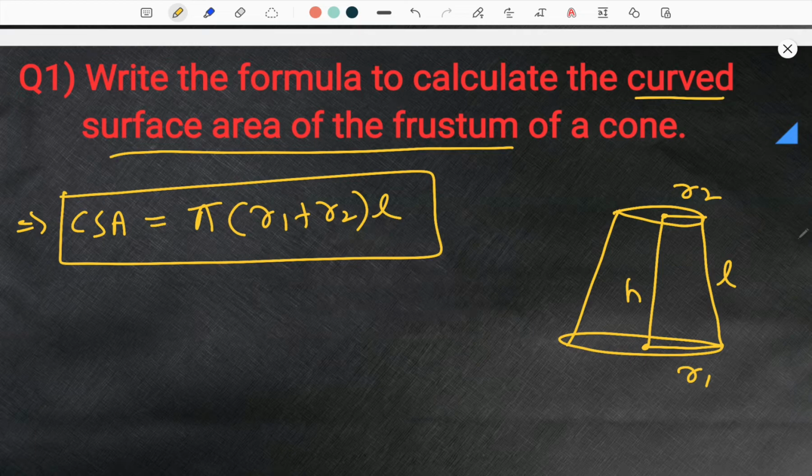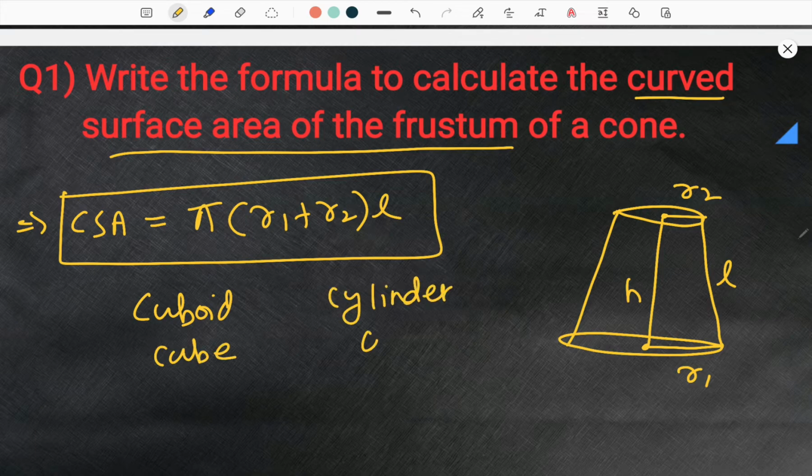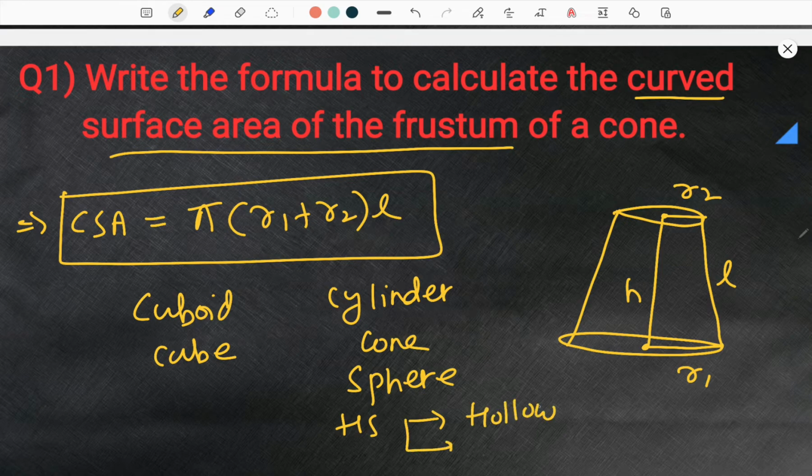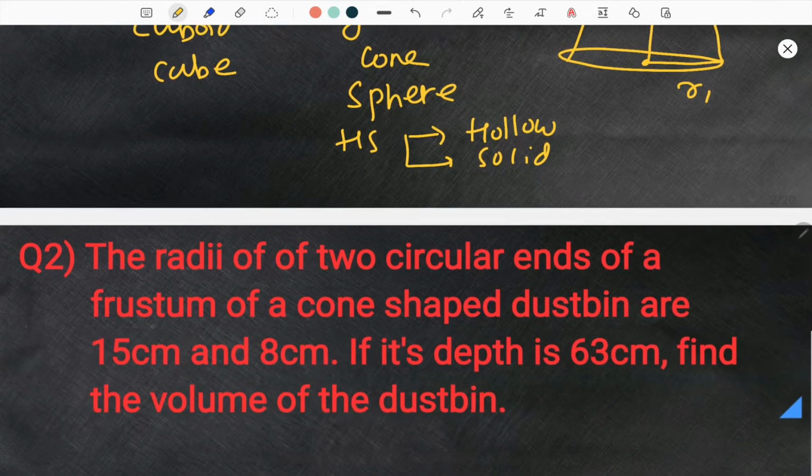Now you learn all the formulae related to cuboid, then cube, then we have cylinder, then cone, then sphere, then hemisphere. In hemisphere also we have hollow hemisphere and solid hemisphere. Learn all these formulae. Any formula can be asked for 1 mark. Moving forward to the next question.